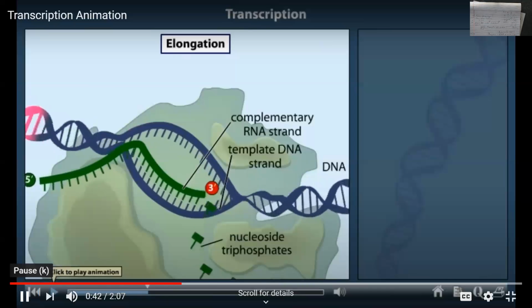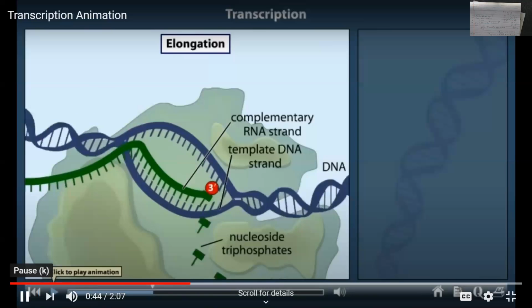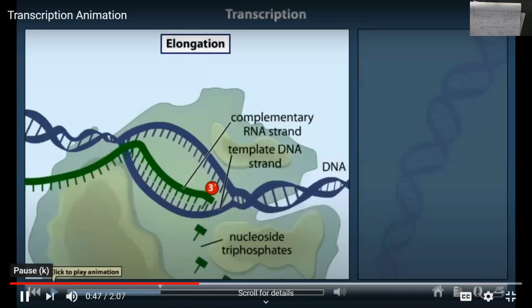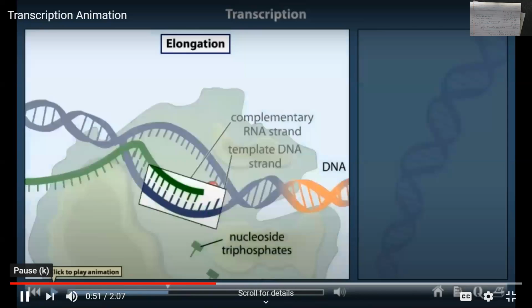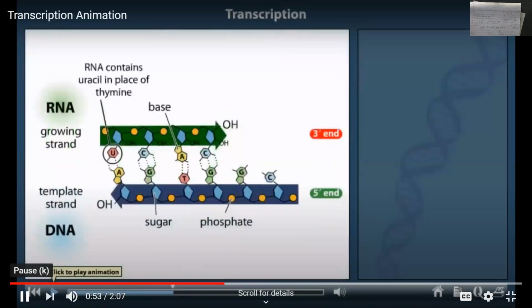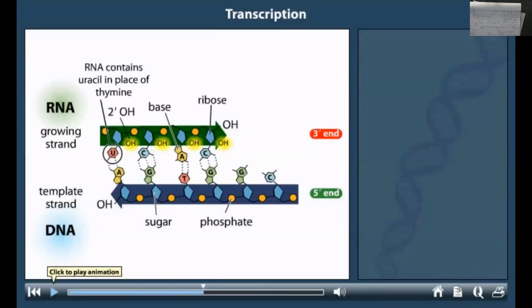The RNA strand grows by the addition of these substrate molecules to its 3' end. This is the elongation phase of transcription. Note that the bases of the nucleotides of the RNA strand form pairs with the bases in the DNA strand. Also, note that the RNA nucleotides contain the sugar ribose, which has a 2' hydroxyl group, whereas the DNA nucleotides contain the sugar deoxyribose, which lacks this hydroxyl group.